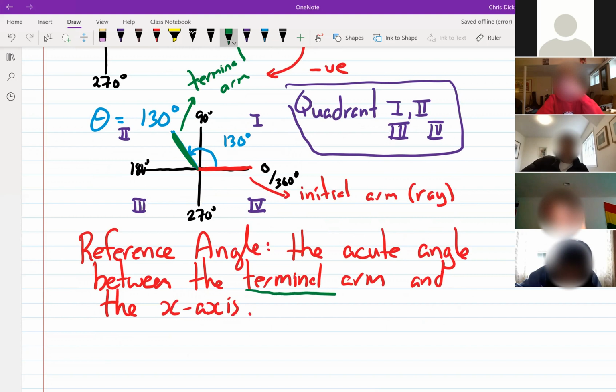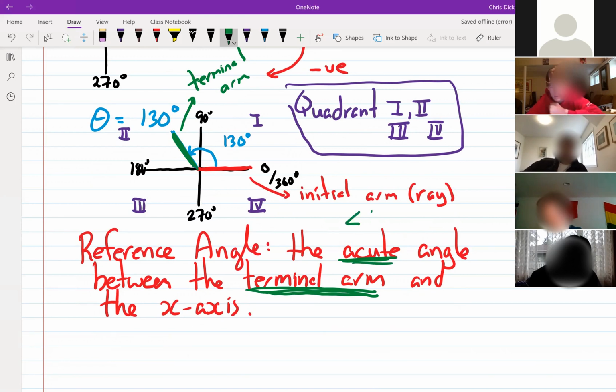Terminal arm students tend to get pretty quickly because they sort of know it's where the angle stops. Acute, you think that would be one of the harder words, which means less than 90 degrees. It's actually this word that students seem to mess up a lot on, and they get confused between which one's the x-axis and the y-axis.